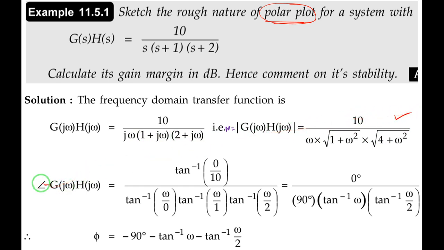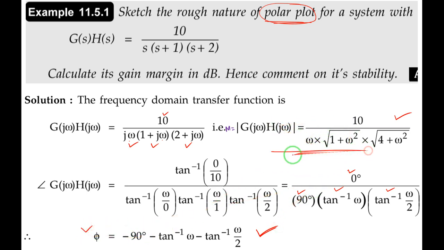Next calculate the angle, the phase phi, angle of G of j omega and H of j omega. Angle of 10 is 0 degree, right? Next, angle of j omega, 0 plus j omega, it is lying on the imaginary axis, so it will contribute 90 degree. Next, tan inverse of omega by 1, and tan inverse of omega by 2. So take it to the denominator: minus 90 degree, minus tan inverse of omega, minus tan inverse of omega by 2. This is the phase. This is magnitude M and this is phase phi, over.